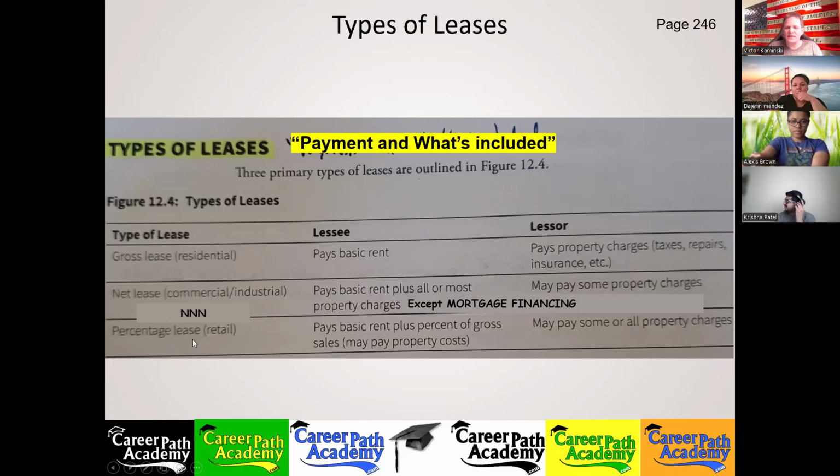And then there's a percentage lease. This is for retail, like in shopping centers. In a percentage lease, the tenant pays the basic rent plus a percentage of their gross sales. They may pay property costs as well, and the landlord may pay some or all of the property charges.